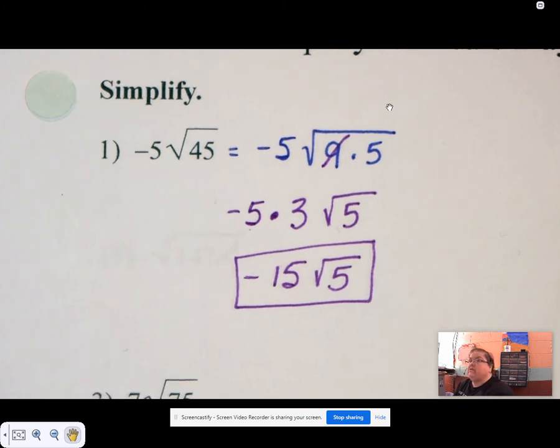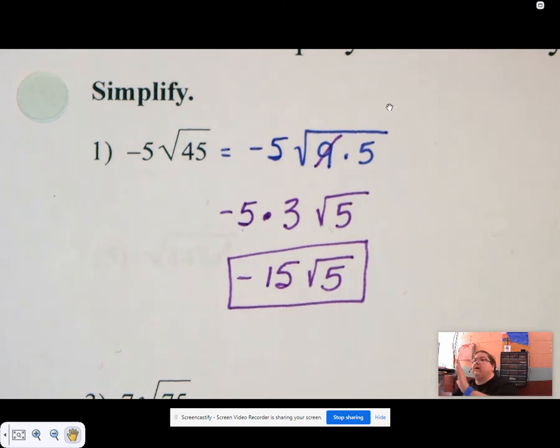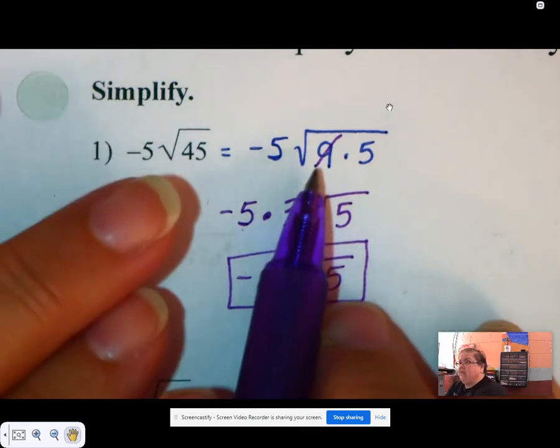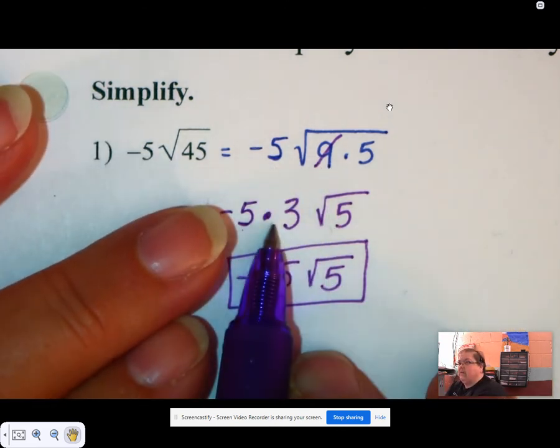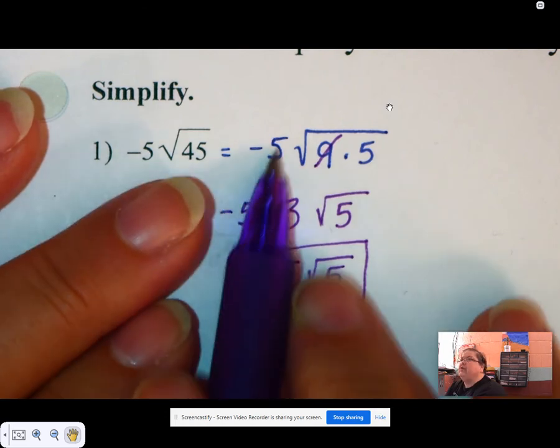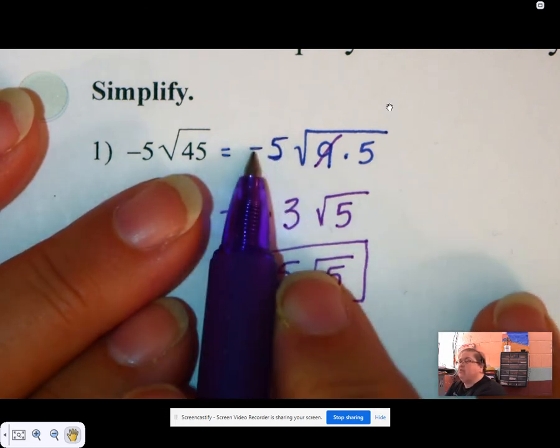Okay? So as far as simplifying the inside of the radical, that has not changed. The only difference is once I get that perfect and it gets placed outside of the symbol, I'm multiplying it to any coefficient that is already out there.